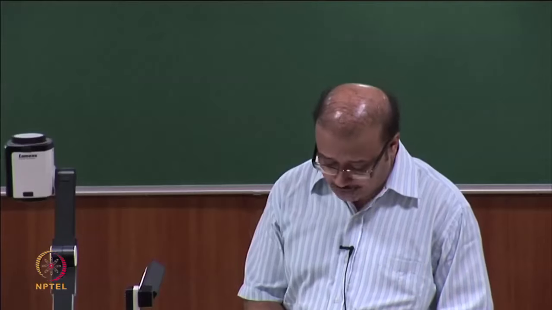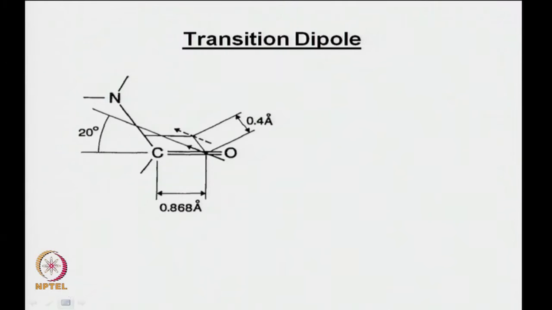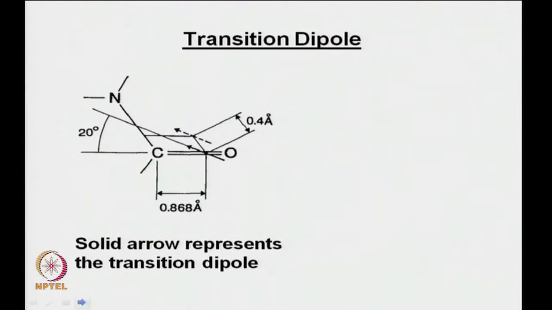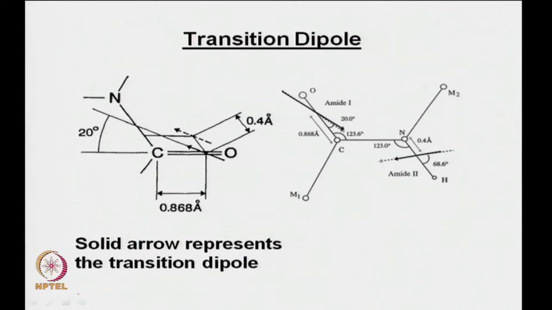Now, let us look at the transition dipole again. Here is a zoomed-in picture. You can see how the transition dipole is. This is the CN bond, this is the CO bond. You can see the arrow of the transition dipole. Do not worry about the broken arrow, it is not of much consequence here, but this arrow is typically how the transition dipole is aligned. The solid arrow represents the transition dipole, and if you change the orientation of the molecule, this is how your transition dipole would look. Please make sure that what we are talking about is the amide 1 band, the amide 1 vibrational mode.